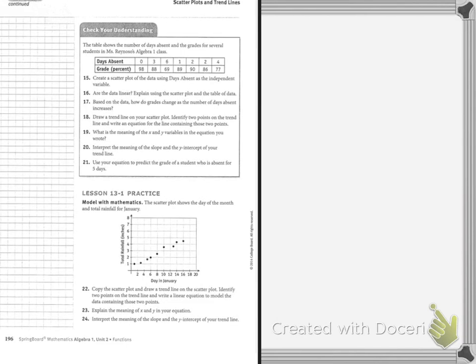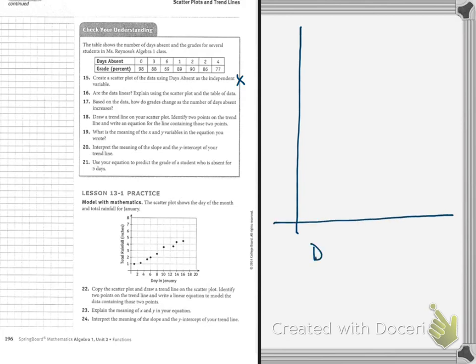And I want to do a couple of examples with you using real data. So number 15 says create a scatter plot of the data using days absent as the independent variable. Remember, independent is going to be X. So you can do this in your margin. You can do this in your journal.